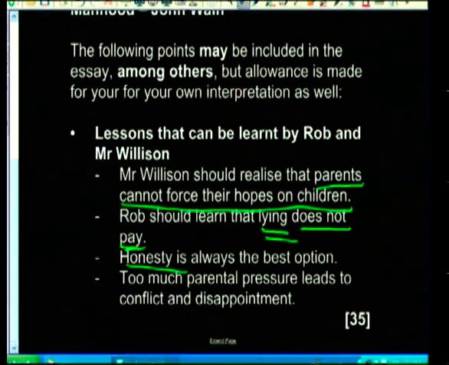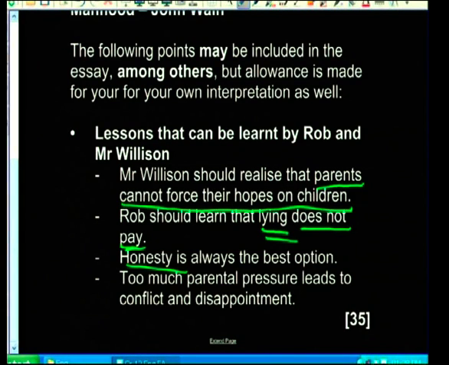What this simply means is that there should be adequate communication between parent and child, and that nobody is stressed or put under undue pressure to do things that they are not ready or not willing to do. And that must come out very clearly in your argument. Too much parental pressure leads to conflict and disappointment. If you look at the conclusion of the story, you will find that this has actually led to Mr. Wilson being very, very disappointed with his child.